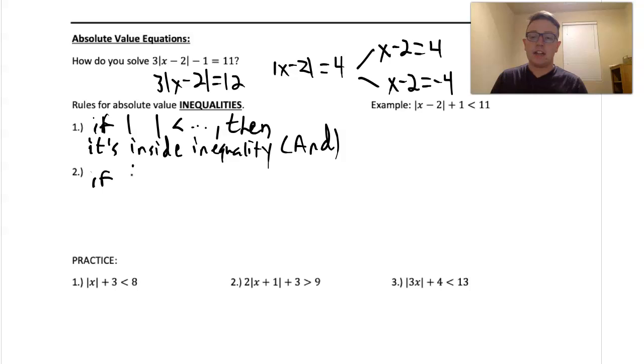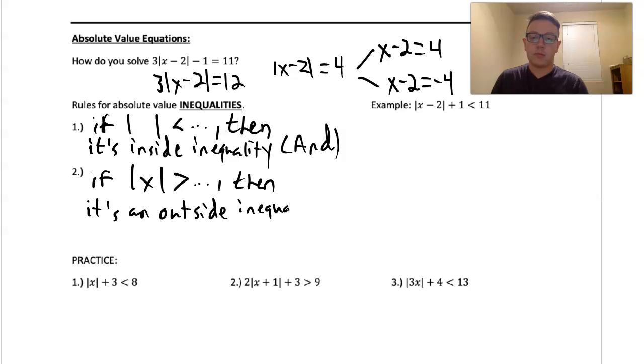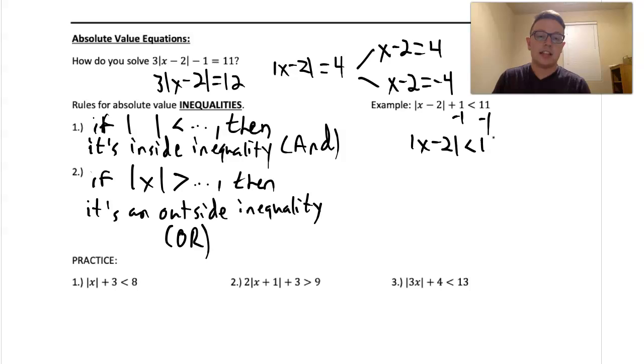However, if your absolute value is going to be greater than something, then we have an outside inequality. You might have heard of these as or inequalities, because we need one or the other to be true. Let's look at our example to see how this goes. First thing we're going to do, we're going to subtract 1. We're going to treat this just like an equality for the moment. We get absolute value of x minus 2 is going to be less than 10.